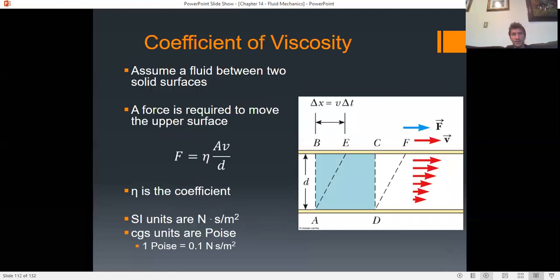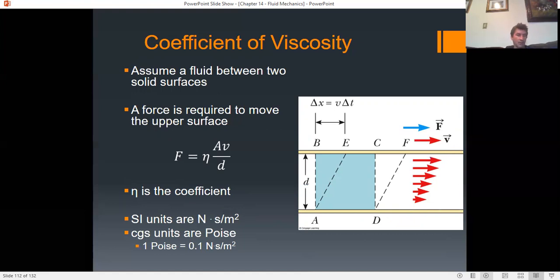So what results is a profile that looks something like this, okay? We can actually measure viscosity using something like this, where we have one surface which is kept at rest, one surface which is moving with some velocity v. They're separated by a distance d. And again, the fluid profile will go according to what is happening with the fluid in contact with the wall. The fluid up here is going to move with this moving wall up there. The fluid down here is not going to be moving.